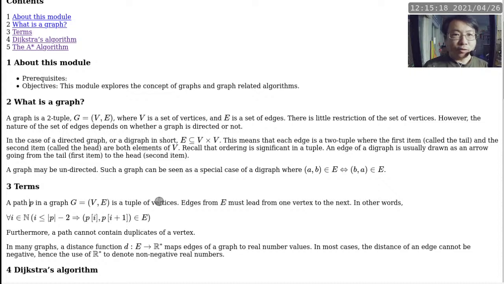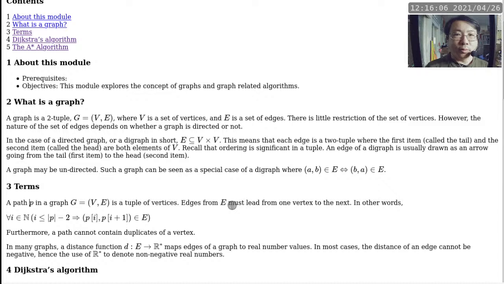Now how many vertices are in this tuple? Well, it depends on the length of the path, the number of hops in the path. If you have a path that has 3 hops, then there are 4 vertices, because you need one vertex more than the number of hops to define a path. And someone's going to be smart and ask, but what about a circular path? Well, you cannot have a circular path. Paths cannot be circular. So the number of vertices that you name in the path has to be 1 more than the number of hops. A hop is basically just going from one vertex to another vertex. So edges from E must lead from one vertex to the next.